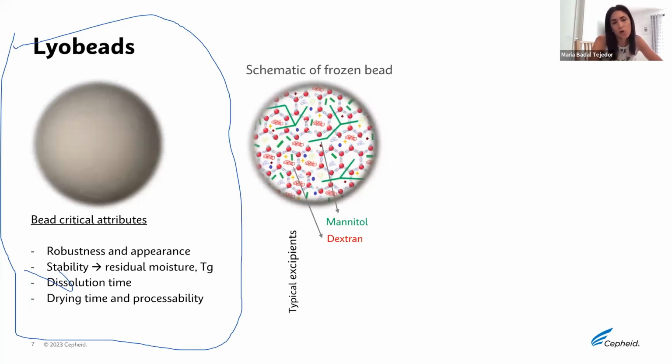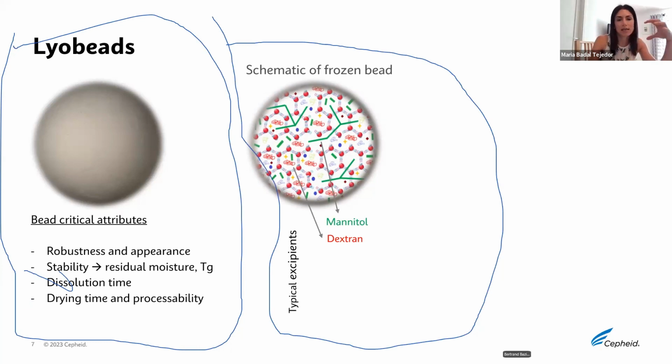One of the most commonly used excipients are mannitol and dextran. These two excipients provide a structure to the bead, and in the case of mannitol, it's an excipient that crystallizes, so it forms like a scaffold in the structure that holds all the other components on it. Dextran also gives hardness and structure to the bead, and will also give robustness. But these components will not be alone in the formulation.